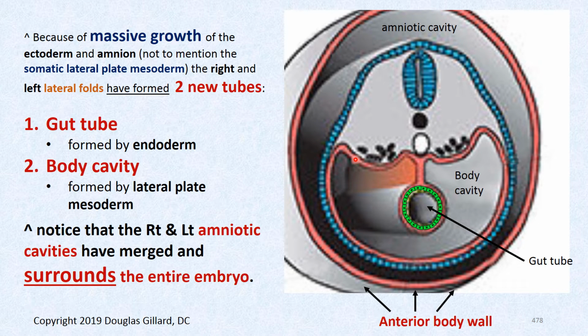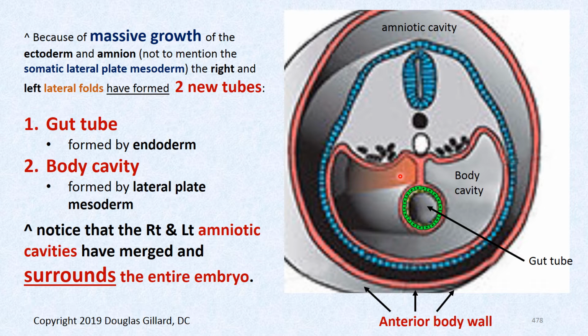Here's our somatic lateral plate mesoderm that goes on to line this cavity which has been created. I'm getting ahead of my slides here though, but this piece right here, all of that's the splanchnic lateral plate mesoderm. So that kind of forms the wall of this gut tube.